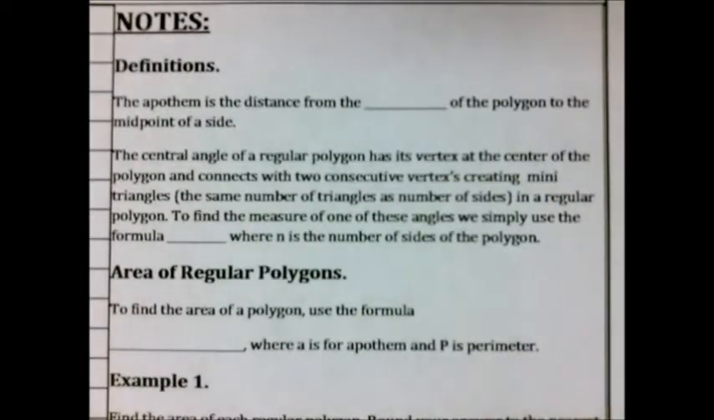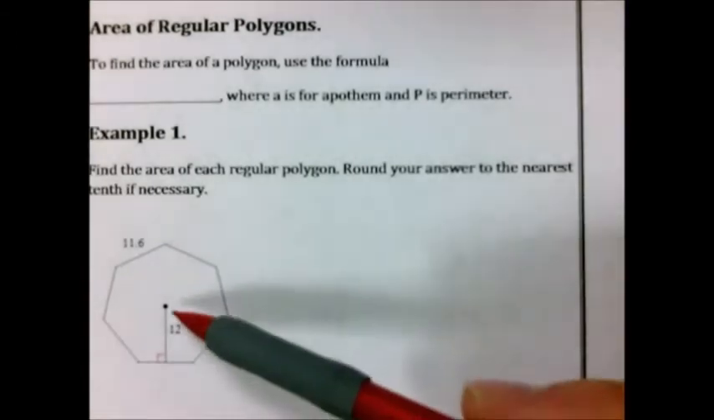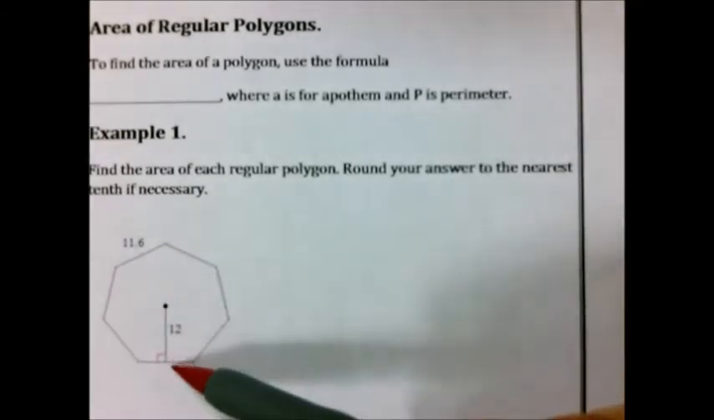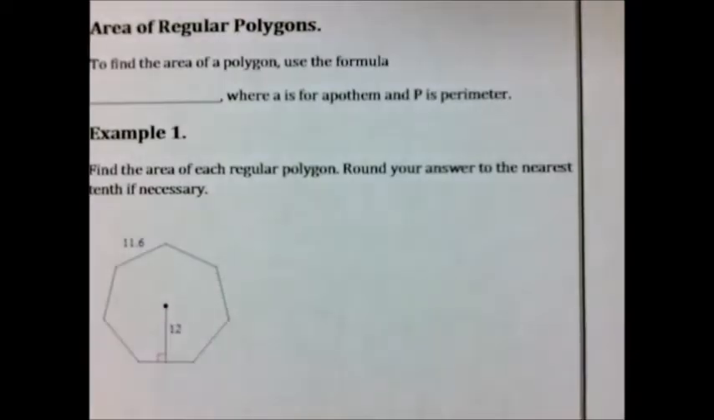So let's do some definitions here. The first thing we're going to define is an apothem. The apothem is the distance from the center of a polygon to the midpoint of a side. So if you look down at example 1 real quick, I'm going to move this down. If you look at example 1, the apothem is the distance from the center all the way to the midpoint of one of the sides here. So this distance right here, that's called the apothem.